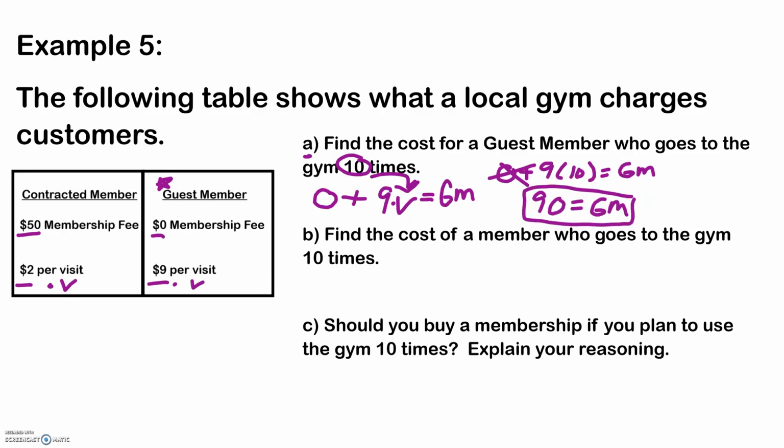Now we're going to take a look at the cost of a member who goes to the gym 10 times. So now we're looking at the contracted member. Try your best on part B.